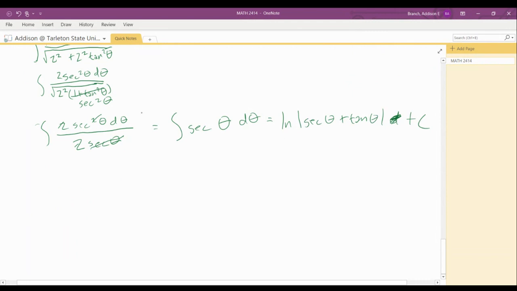Now it's just a matter of converting back to terms of t. So like we said earlier, we have our right triangle. We draw our triangle, and we said that t is 2 tangent of theta. Therefore, t over 2 is tangent of theta, which is equal to opposite over adjacent. So we have t, 2, and then the square root of 4 plus t squared.